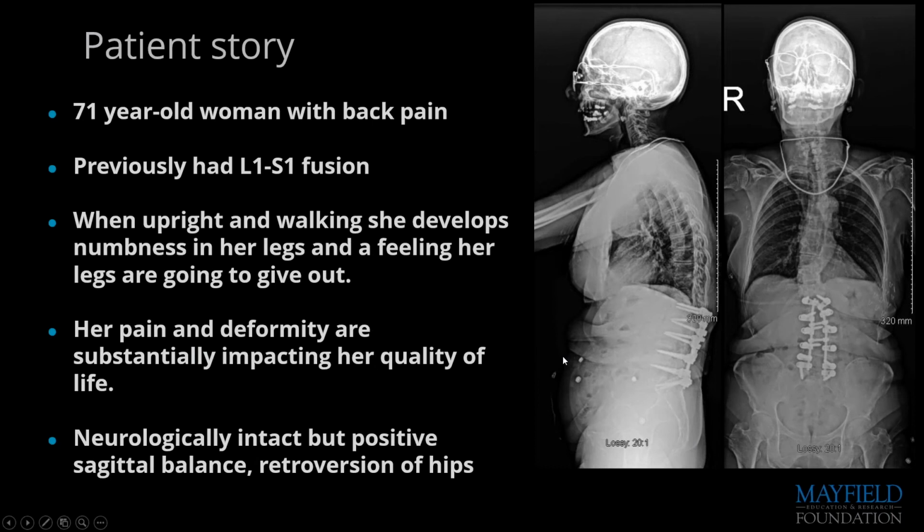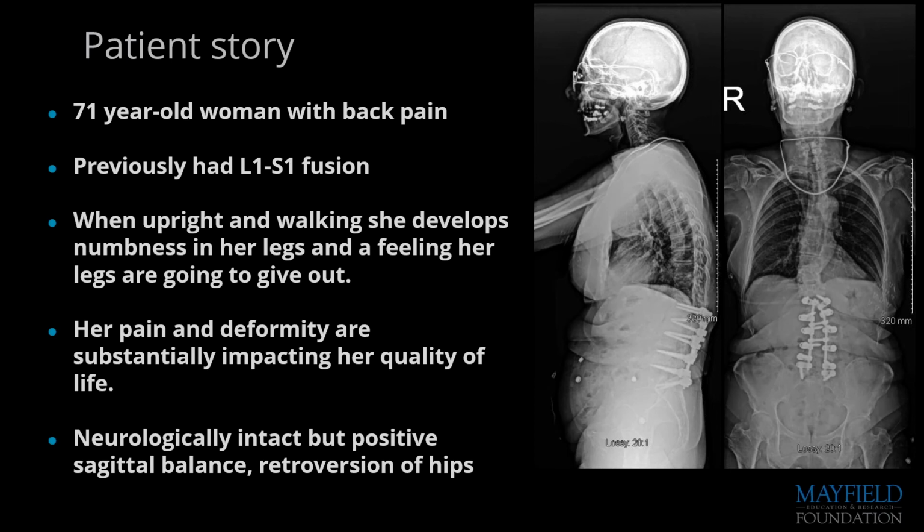The next story I want to tell you about, this is another one that I showed you earlier, at least the pictures. This is a 71-year-old woman, presents with back pain. She previously had a fusion surgery from the L1 bone down to the sacrum. So L1, 2, 3, 4, 5 are all fused to the sacrum.